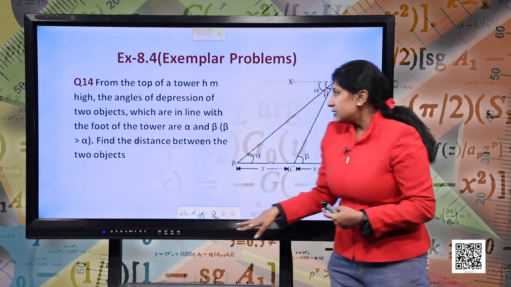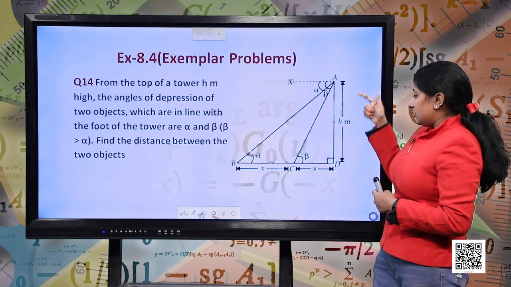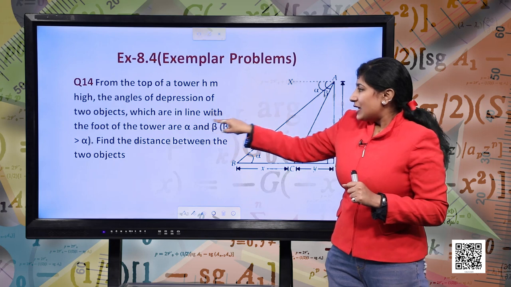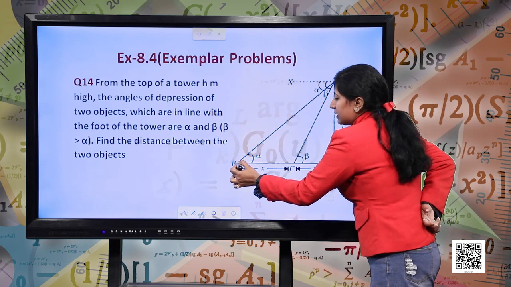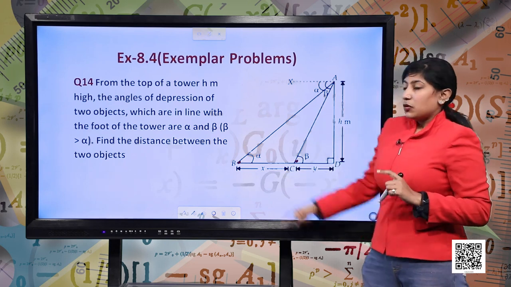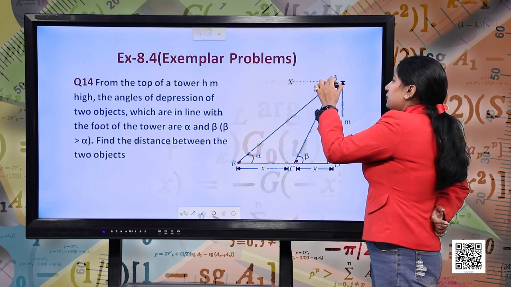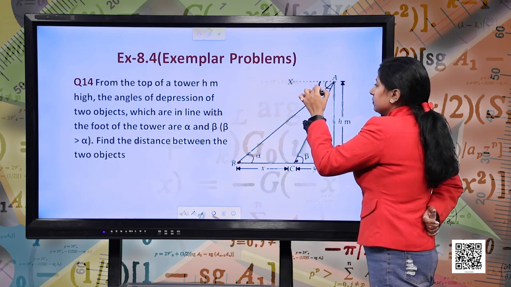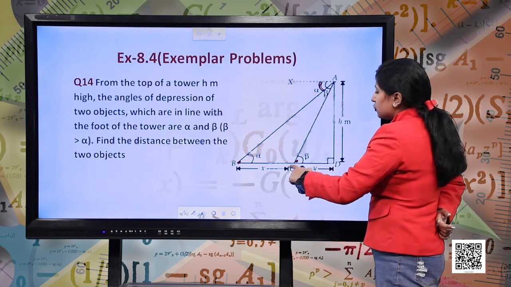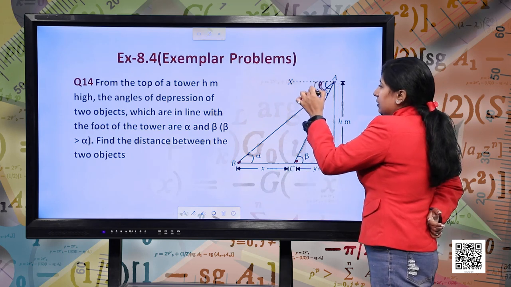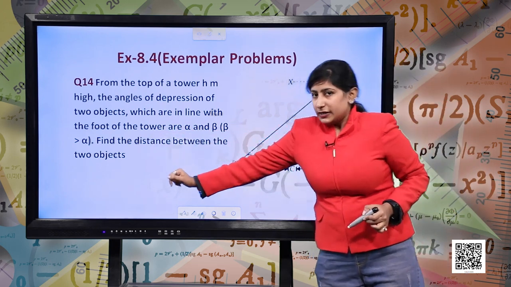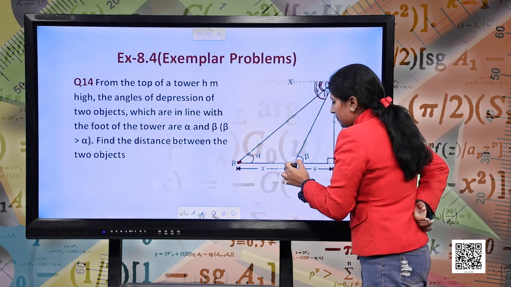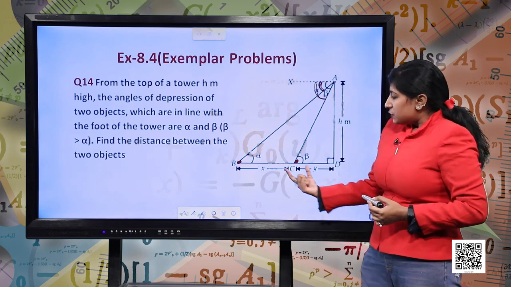So let us see how the figure is. From the top of a tower, this is the tower, this is h meter high. The angles of depression of two objects which are in line. So these are the two objects, B and C. It is talking about angles of depression, which means when you look from A to these points. When you look from A to B, the angle is this, alpha. When you look from A to this point C, the angle is beta. And beta is greater than alpha. It is also given. We have to find the distance between the two objects, that is, the distance between B and C, which means x. So I have assumed it to be x.